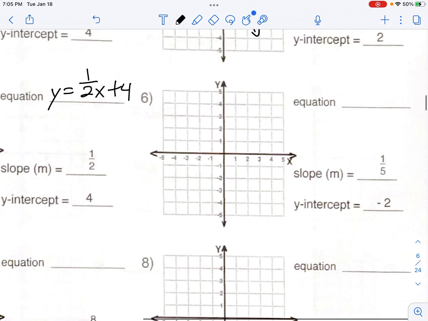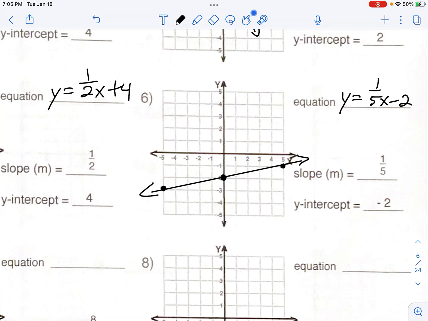Number 6. So my slope is 1/5. My y-intercept is -2. So plot the y-intercept at -2. We're going to go up 1 and right 5, which is way over here. And obviously we can't do another one, so we need to go back to the y-intercept, go down 1 and left 5, meaning we're going backwards. So there's your 3 dots. And then draw your line.